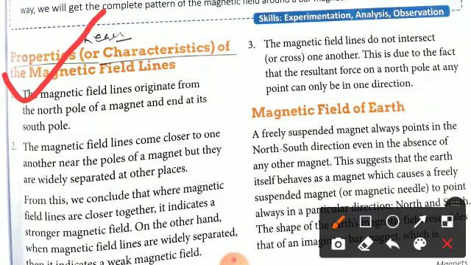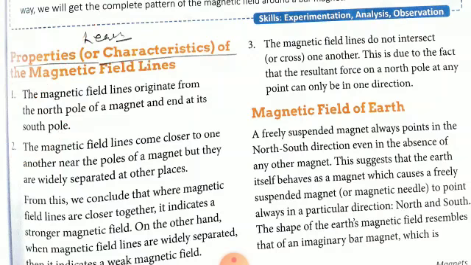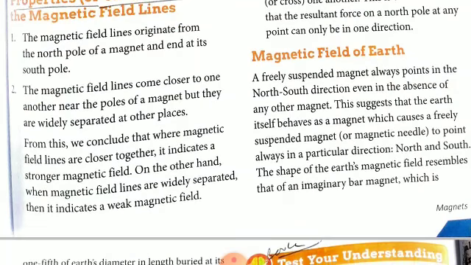Okay, the next point is that the magnetic lines come closer to one another. Here you can see point number 2. The magnetic lines come closer to one another near the pole of a magnet, but they are widely separated at other places. What does it mean? The intensity, or you can say strength, of the magnetic field is very high at the poles. So the magnetic field lines come closer to one another near the poles.